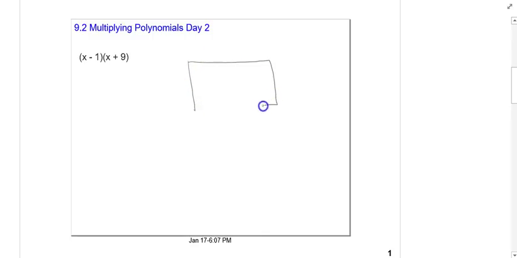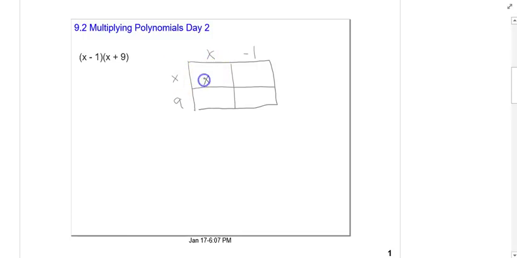All right, I'll go ahead and make my box. I have 2 terms by 2 terms. So I need 2 columns and 2 rows. And then I have x minus 1. So I write the first term, and then I write the second term. And then I have x plus 9, my first term, and my second term. And then I'm just going to multiply what goes in the box.